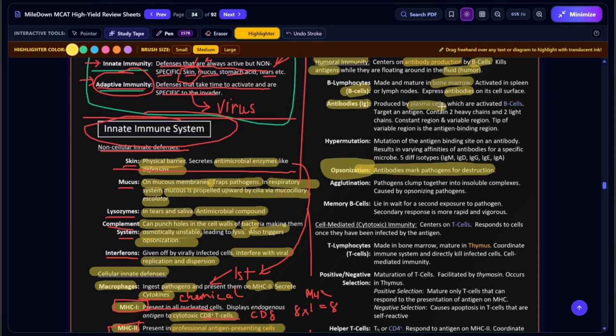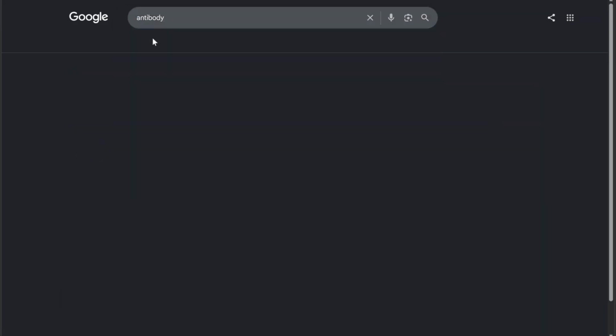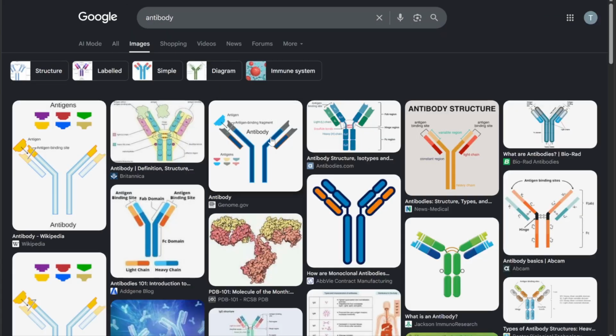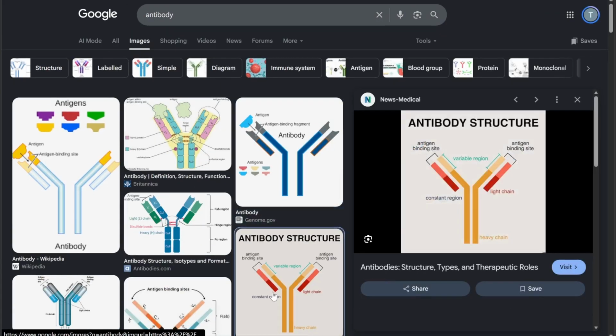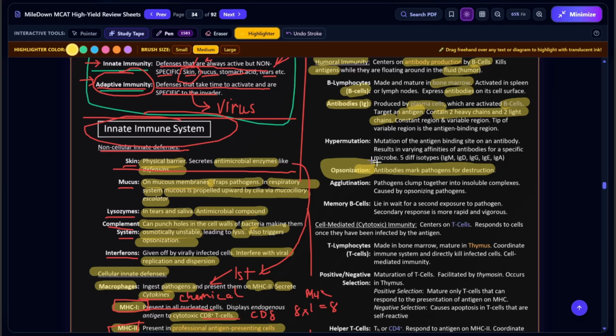Antibodies are produced by plasma cells, which are activated by B cells. So B cells will activate antibodies, and they can target an antigen, so something bad, and they contain 2 heavy chains and 2 light chains. So what that means is if you go to a picture of an antibody, you'll see this picture. There is 2 light chains and 2 heavy chains. So here are the light chain, and this is the heavy chain. So light chain is smaller.